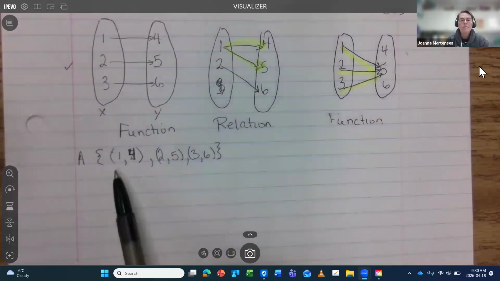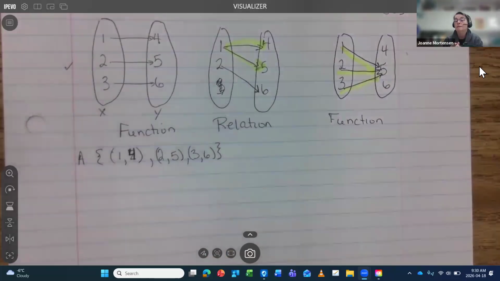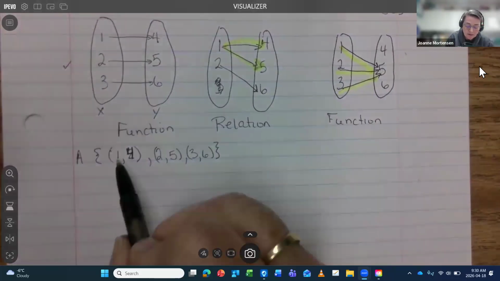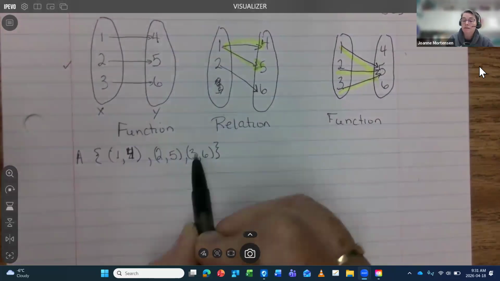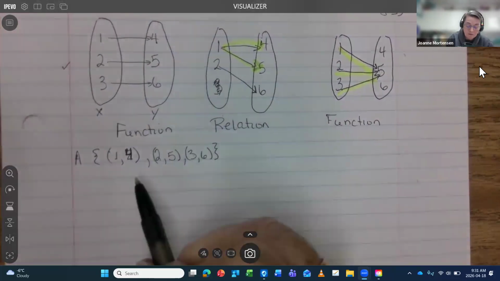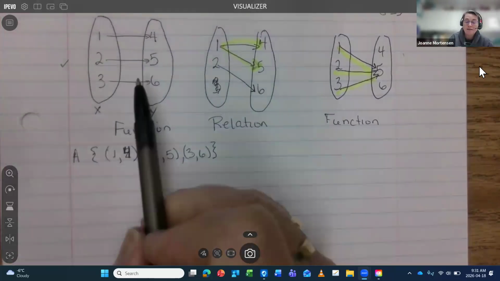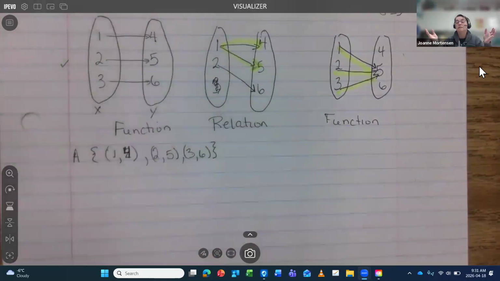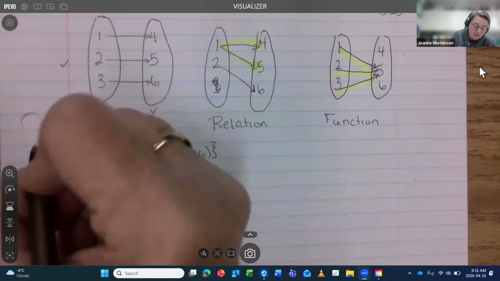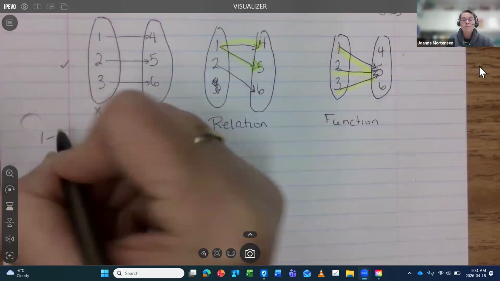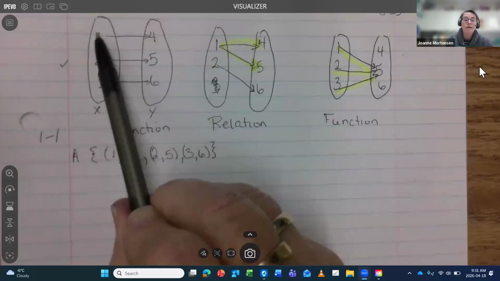So honestly, what I do in these ones is I look for repeats. Okay, I look at my X's and I got 1, 2, and 3. Those are all different. And my Y's are 4, 5, and 6. Those are all different. So it's this diagram. It's a 1 to 1 function, which means there's 1 here matching with 1 there. Done.